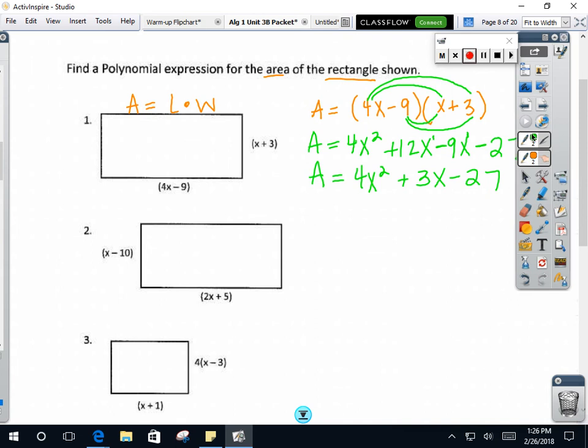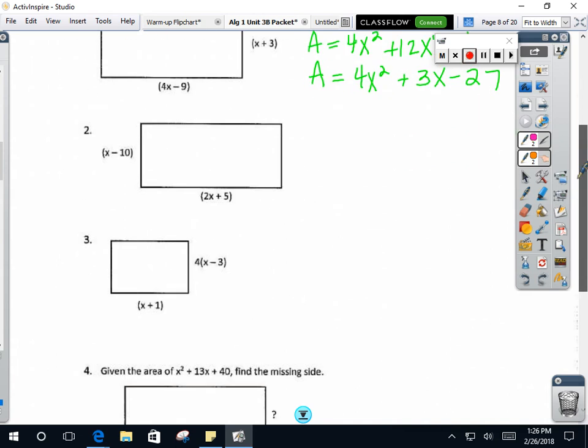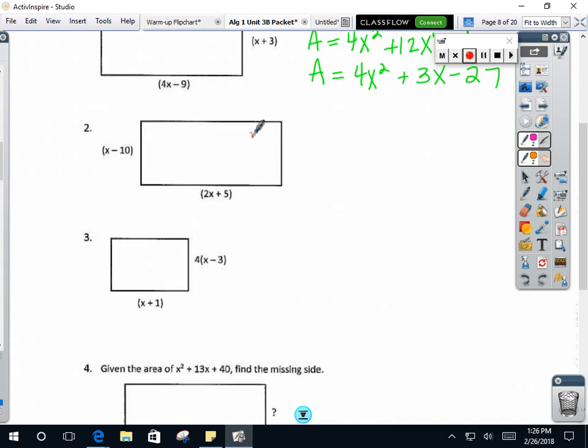Okay, number 2. We're trying to find the area of this rectangle, so we multiply its length times its width. What is its length? And then what is its width? Okay, now I just want to talk about something so that when you get to geometry or algebra 2 and you have a different teacher, you're not confused.